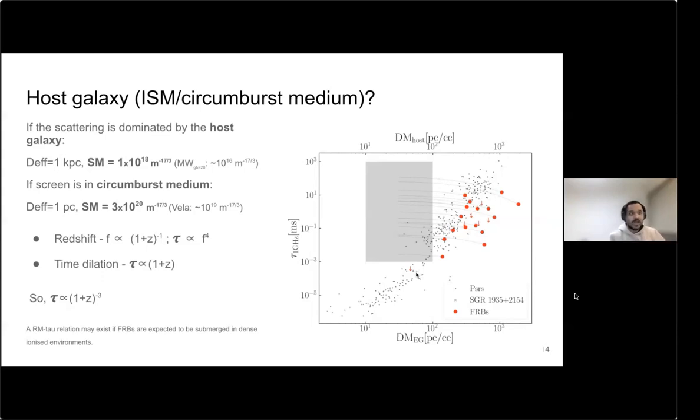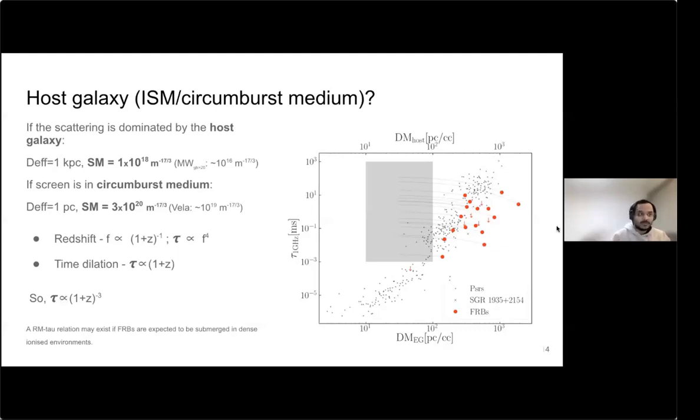Therefore, to have the ISM of the host galaxy explain the scattering in all of our FRBs, we need the ISM of the host galaxy to be many orders of magnitude more turbulent than the ISM of the Milky Way. And this might have been possible. However, the increasing sample of localized FRBs have shown that they are originating in a wide range of galaxies, some being lenticular, some being elliptical, and some being spiral. And therefore, there is no tendency of FRB host galaxies to be associated with high star formation or very dusty galaxies.